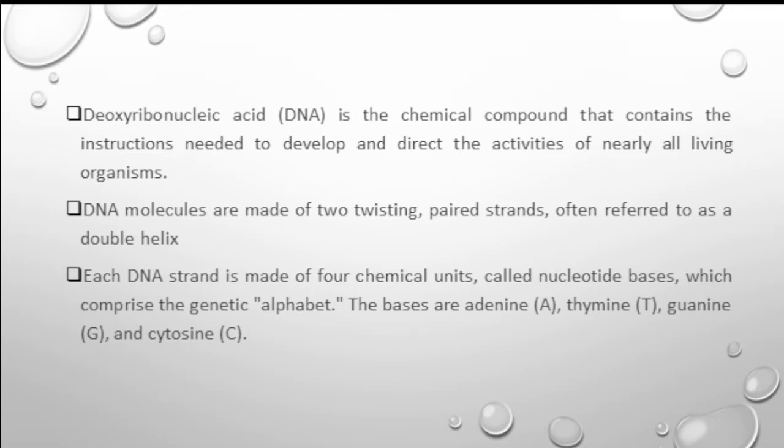Before we proceed further, it would be a good idea to recapitulate what we already know about the genes and the DNA. Deoxyribonucleic acid, or DNA, is a chemical compound that contains the instructions needed to develop and direct the activities of nearly all living organisms. The DNA molecules are made up of two twisted pairs of strands, often referred to as the double helix. Each DNA strand is made up of four chemical units called the nucleotide bases. These comprise the genetic alphabets A, T, G, and C.